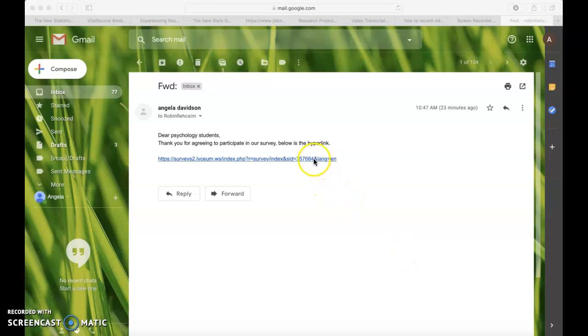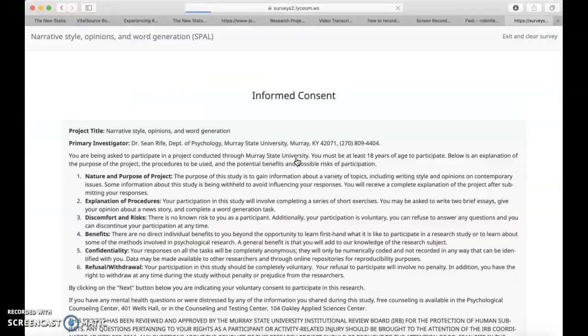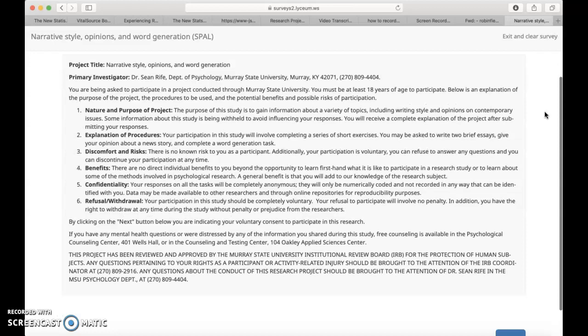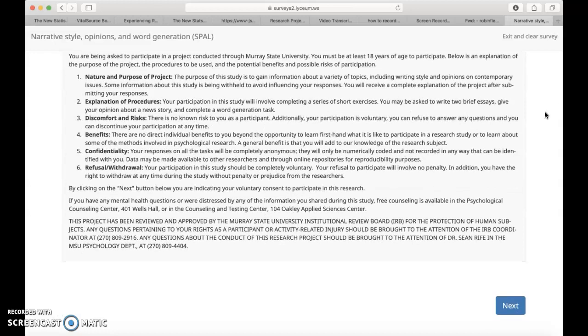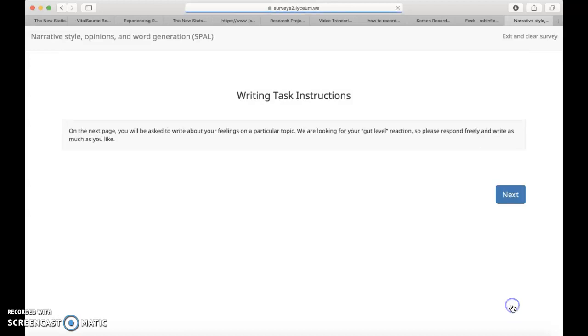Participants will receive a link via email. Here is the informed consent page, which explains the nature and purpose of the project and potential risks and benefits from participation. All participants will answer this regardless of which condition they are in. Following this is the instructions for how to complete the writing task.